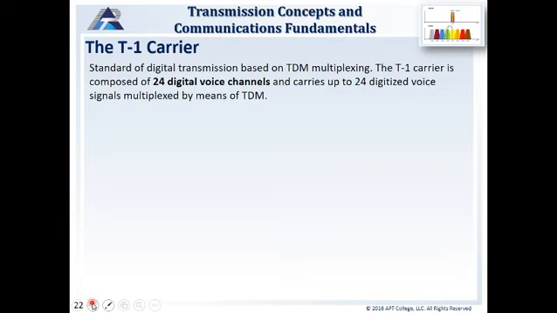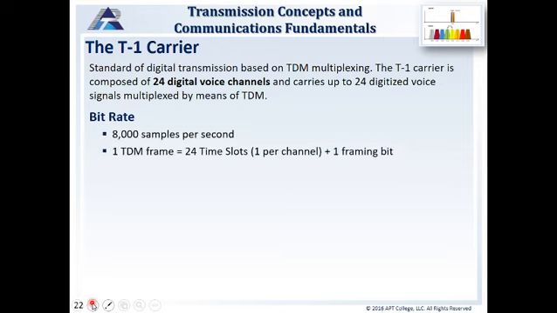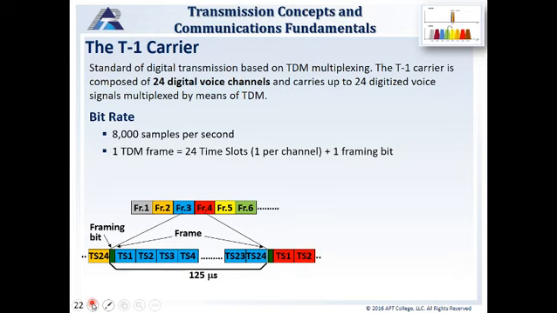The T1 carrier. T1 carrier is a standard of digital transmission based on TDM multiplexing. T1 carrier is composed of 24 digital voice channels and carries up to 24 digitized voice signals, multiplexed by means of time division multiplexing. To calculate the bit rate, we have 8,000 samples per second and 24 time slots per channel, plus 1 framing bit, or 1 bit telling it that this is our frame. This is where our signal ends, so that a new time frame begins.